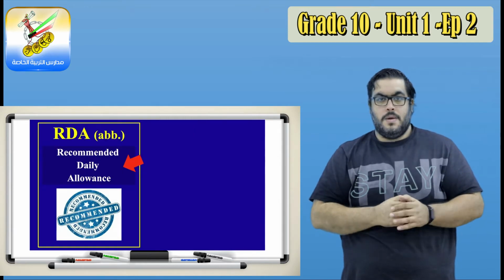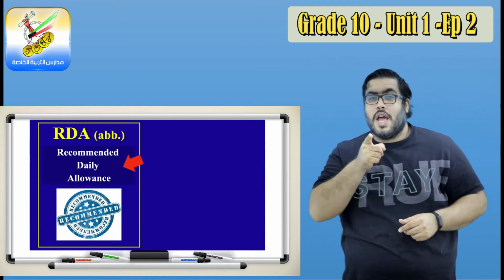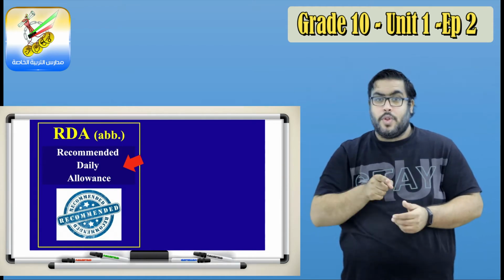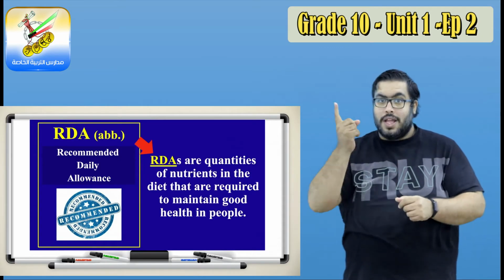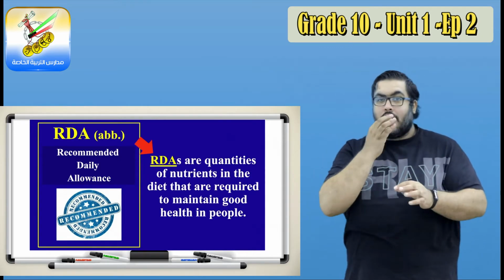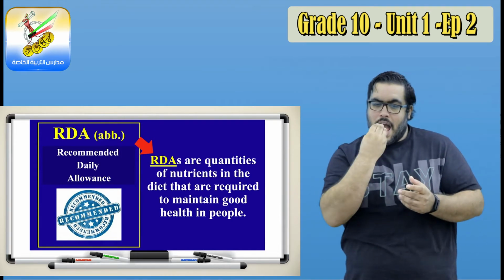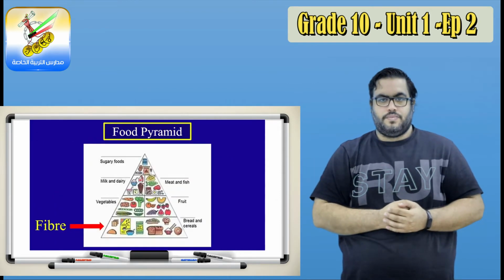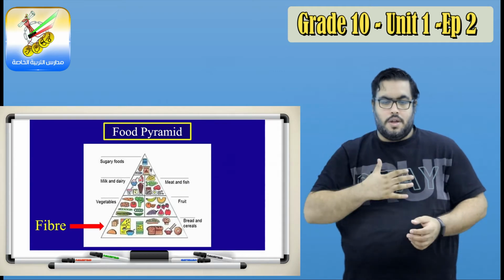What is RDA? RDA is connected to how much food or how much supplements you should take. RDA is an abbreviation, and it means recommended daily allowance. For example, RDAs are quantities of nutrients in the diet that are required to maintain good health in people. For example, when it comes to fiber, you need to have a recommended daily usage, an RDA or allowance.